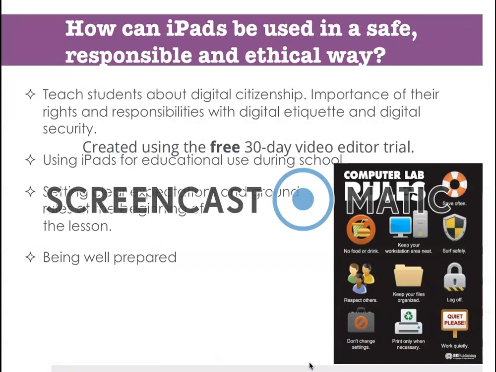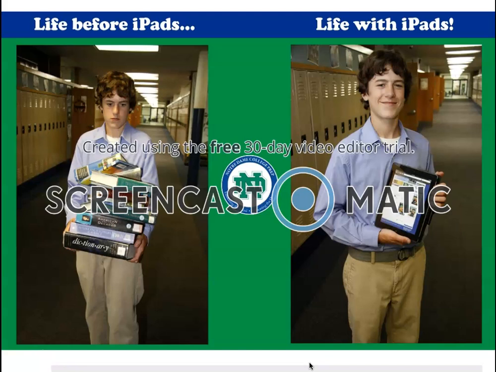So teaching students about digital citizenship and the importance of their rights and responsibilities with digital etiquette and digital security is important. Teaching students about how to use the iPads for educational usage during school is important in ensuring students are using the iPad appropriately, responsibly, and safely. Setting clear expectations and ground rules is also important, and also being well prepared when creating an activity is important to ensure that the class can be managed effectively. So life before iPads and life with iPads just shows the difference.